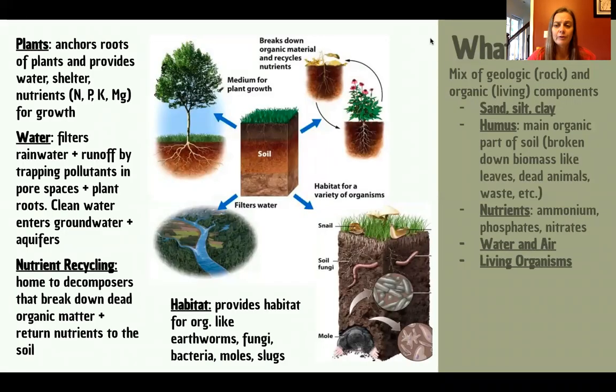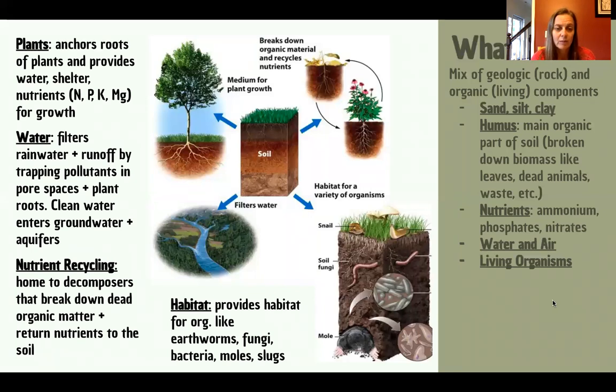The first thing that we're going to talk about is what soil is, and we'll come back to this and talk about it in detail, but just in general, it is a mix of abiotic components, so things like sand, silt, and clay. That's the broken down parent material. That's the geologic components, broken down rock, and organic components, which are living or were once living. That is the main organic material in the soil, usually called humus.